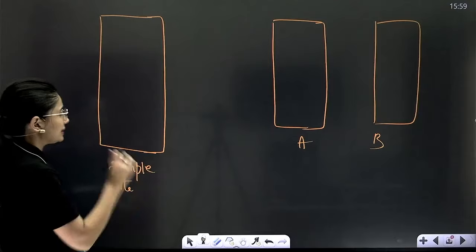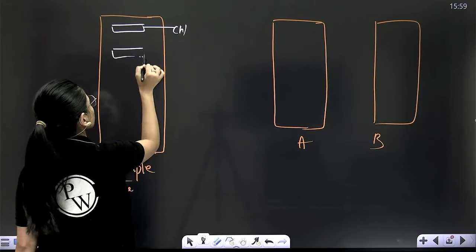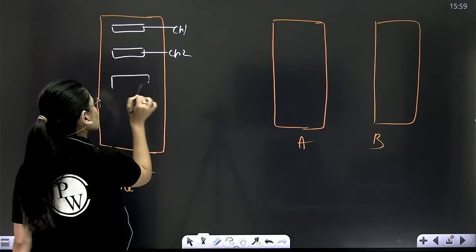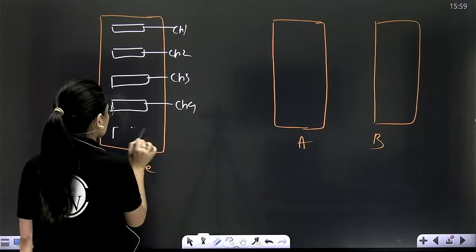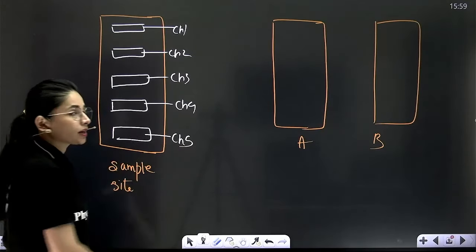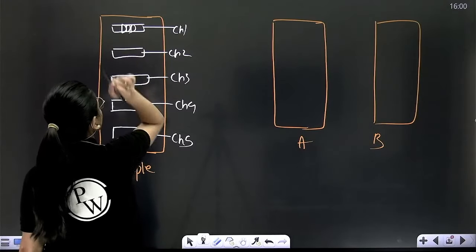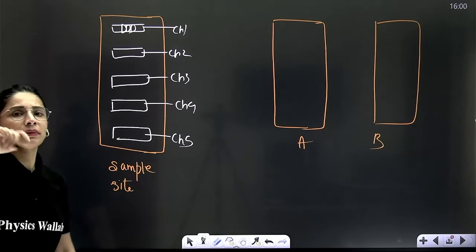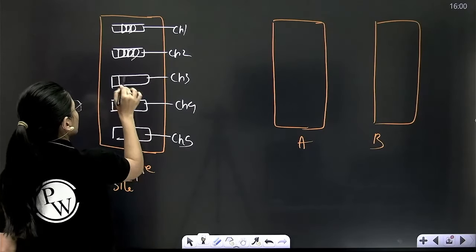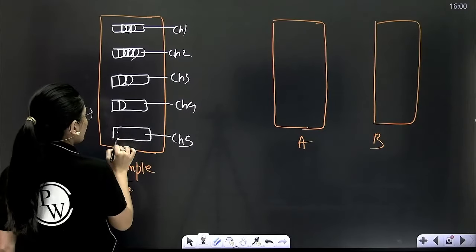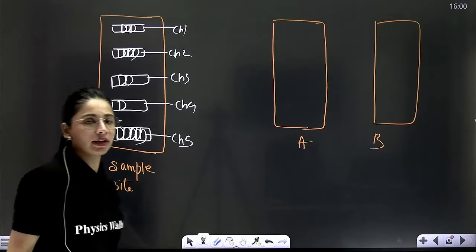Suppose the result of the sample site DNA tells that this is chromosome 1, this is chromosome 2, chromosome 3, 4, 5. Now, chromosome 1 is having a VNTR which is repeating 3 times. Chromosome 2 is having maybe the same VNTR, but it is repeating 4 times. Here it is repeating 2 times, 1 time, 5 times. So this is the result I came to know with the help of DNA fingerprinting.